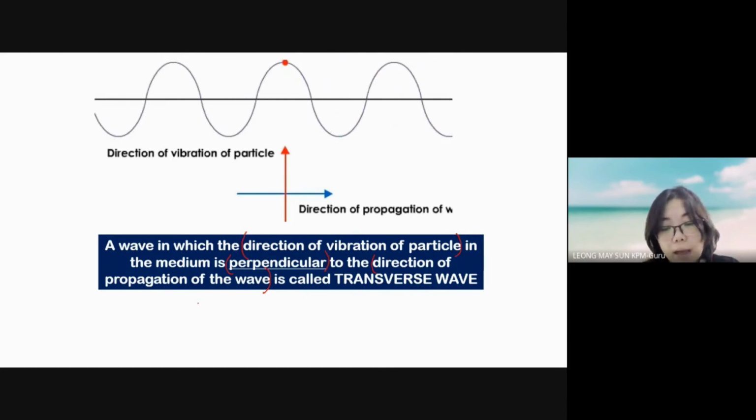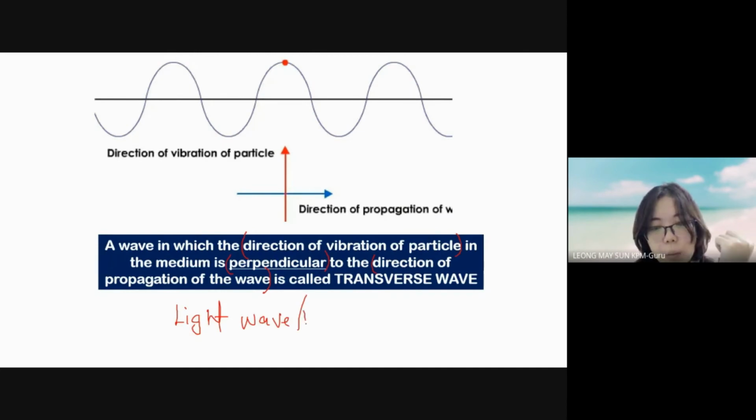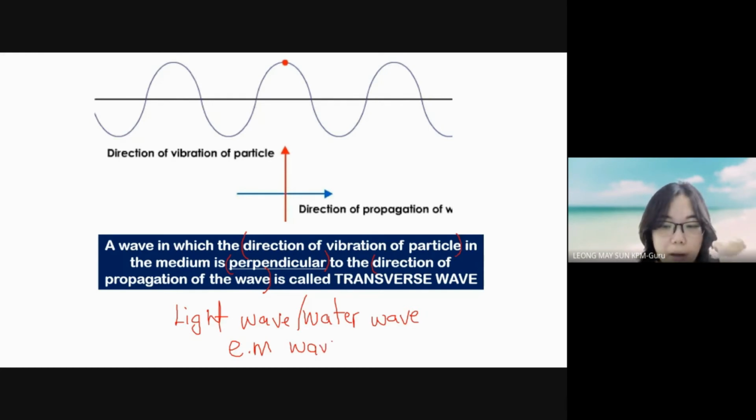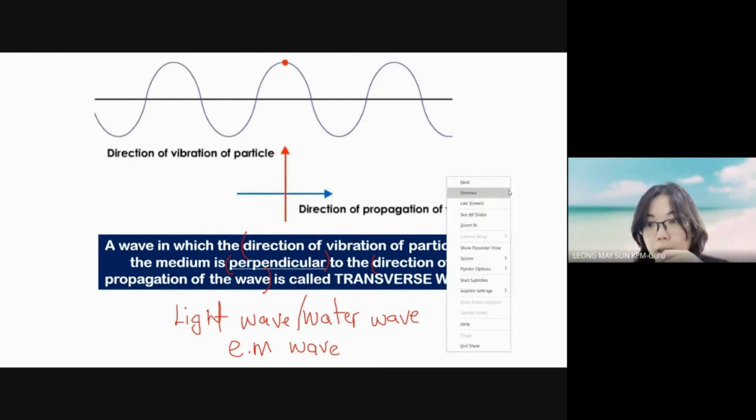Transverse wave examples would be water wave and also light wave. Because in this Form 4 wave chapter, we learn about three types of wave: sound, light, and water. So a transverse wave example is light wave, and we have water wave. And obviously one more, the last subtopic, electromagnetic wave. So when you see the word EM, I'm talking about electromagnetic wave, and a longitudinal wave would be sound wave. Okay, so up to here, are you all right regarding transverse waves and longitudinal waves?